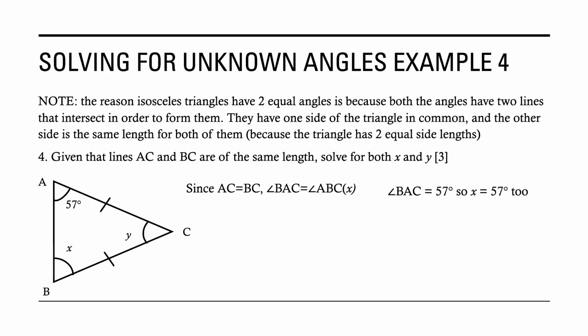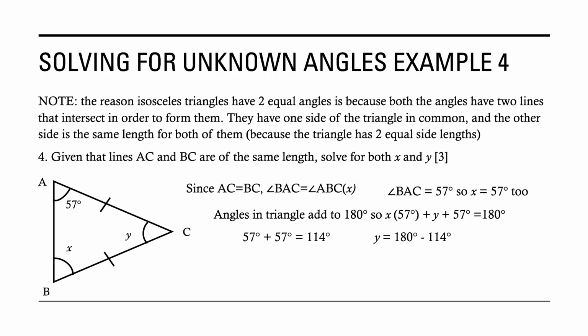Now we can use the fact that angles in a triangle add to 180 degrees to do some simple rearranging, in which we do 180 minus 114, the sum of the 2 known angles, which will give us y. We can write y, and we cannot forget to write down x as well, because the question did ask for both.